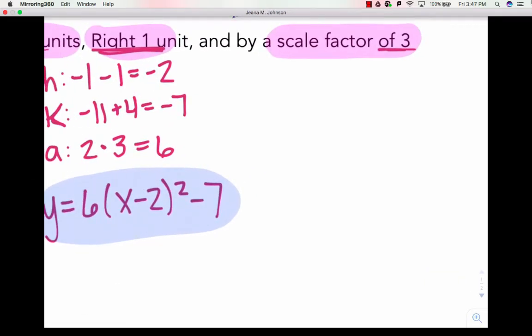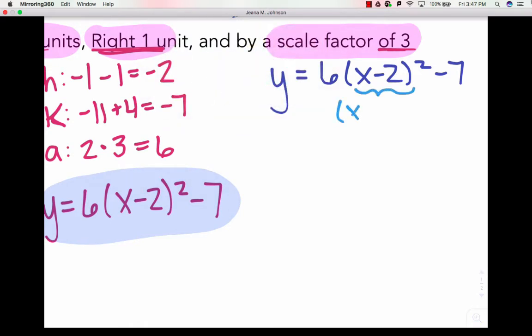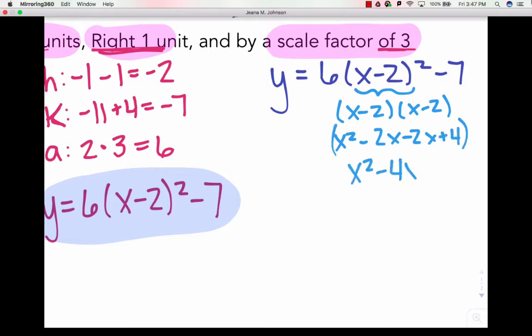So I'm going to go over here to my next line. I'm going to rewrite y equals 6 times the quantity x minus 2 squared minus 7. And I'm going to just go through the steps of this process. So first, once again, I need to double distribute. So I have x minus 2 times x minus 2, which becomes x squared minus 2x, minus 2x, plus 4. And that becomes x squared minus 4x plus 4.